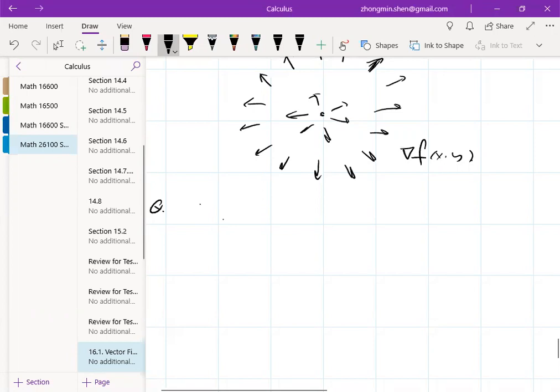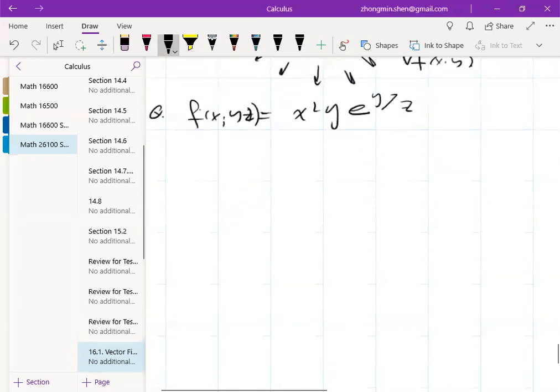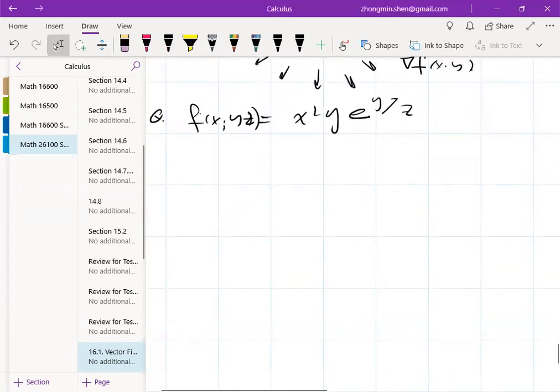All right. So now let's look at the next problem. f of x, y, z is going to be x squared, x, y, z. It's three variables, okay? x, y, z, and e to the y over z. Now this is a function defined in 3-dimensional space. And what's the meaning of the gradient? The gradient is going to be a vector field in 3-dimensional space.